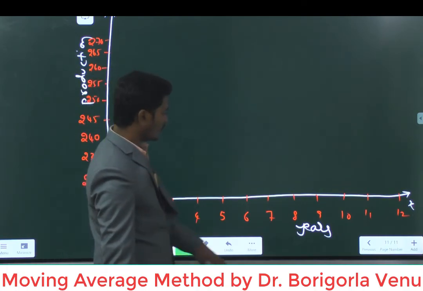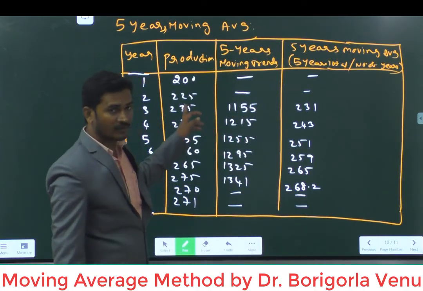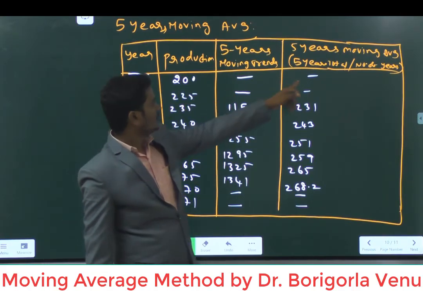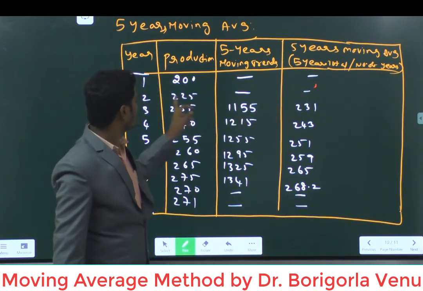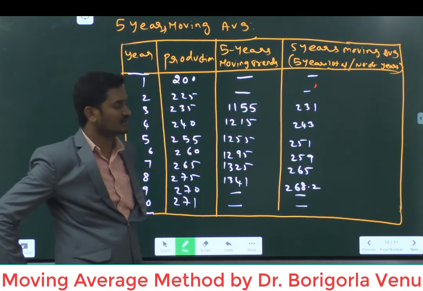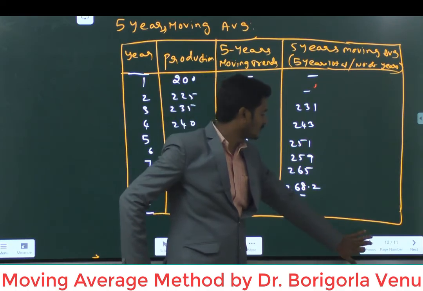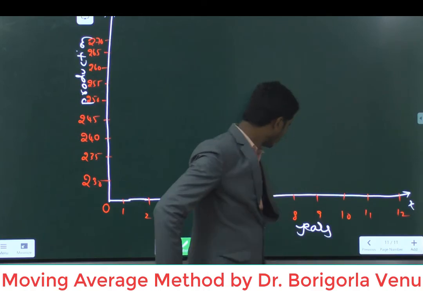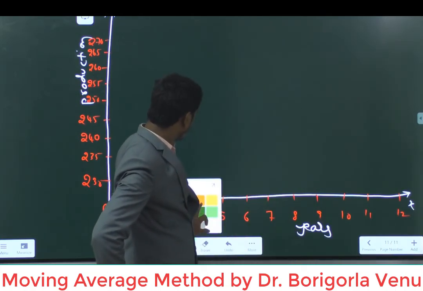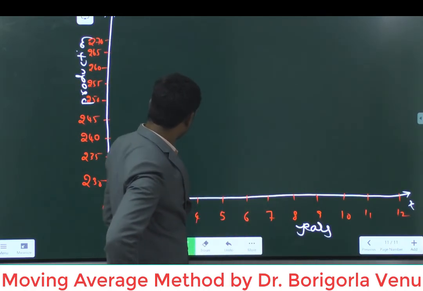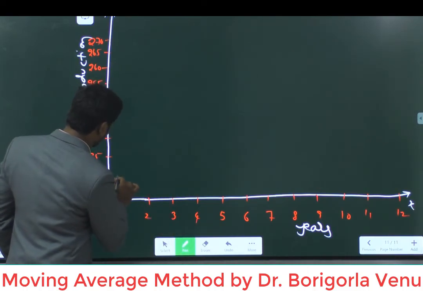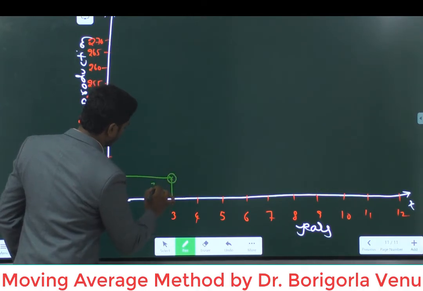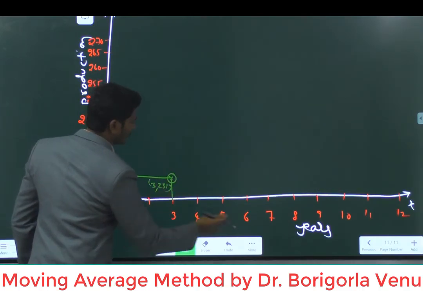Here first we are going to draw the plot for the combination of the first year and the 5 years moving average. The first year we don't have any moving average, and similarly for the second year we don't have any moving average. Then for the third year the moving average is 231, so we are going to draw 231 for the third year.